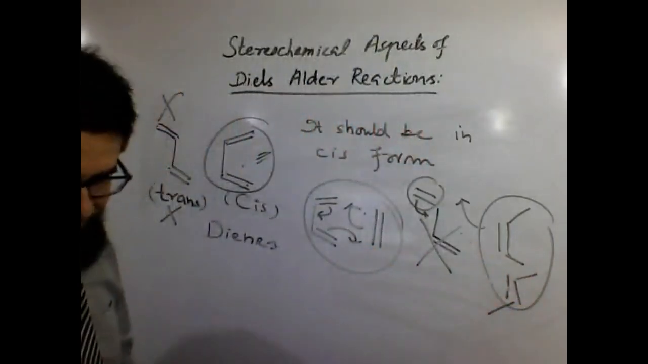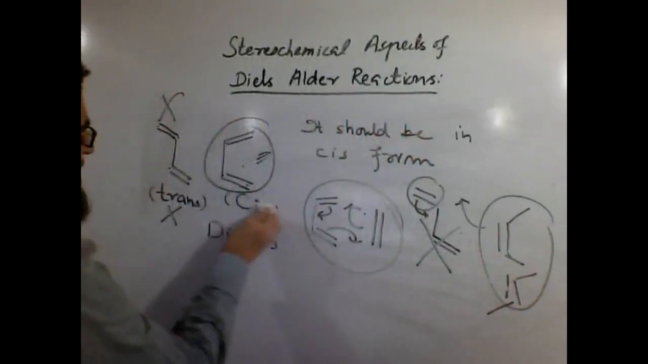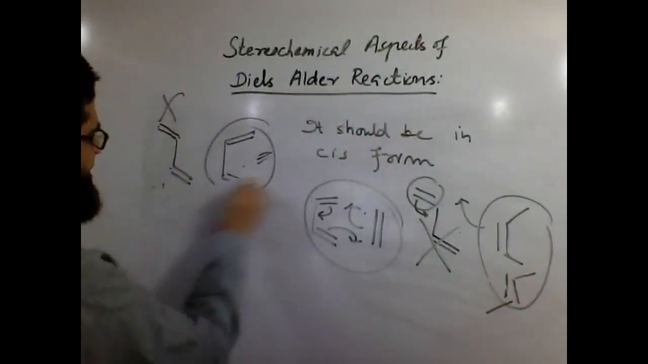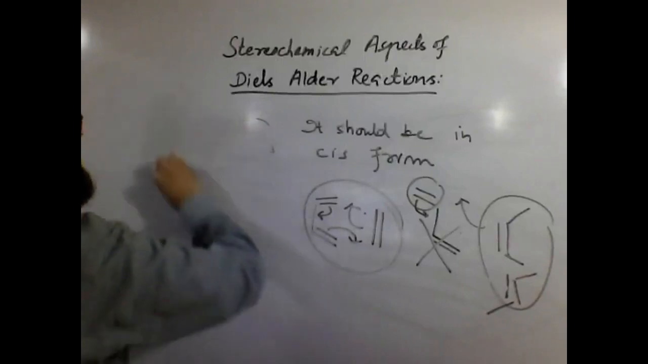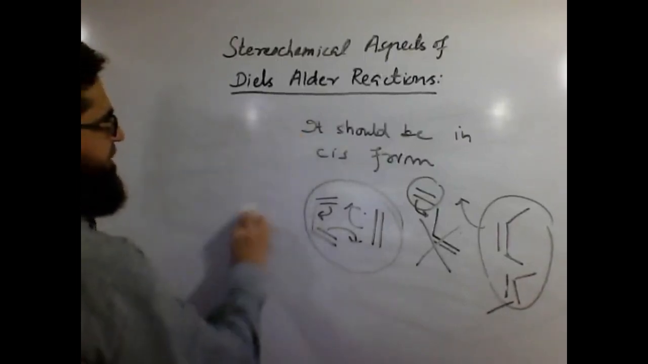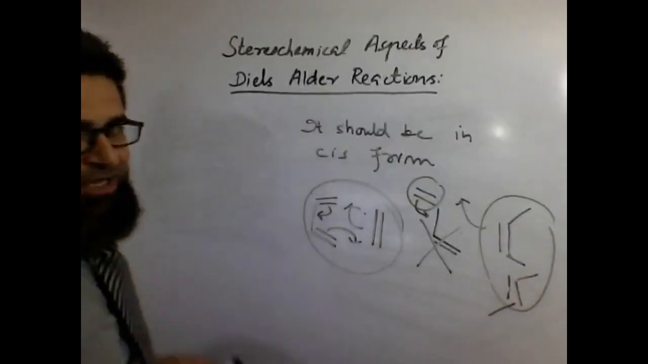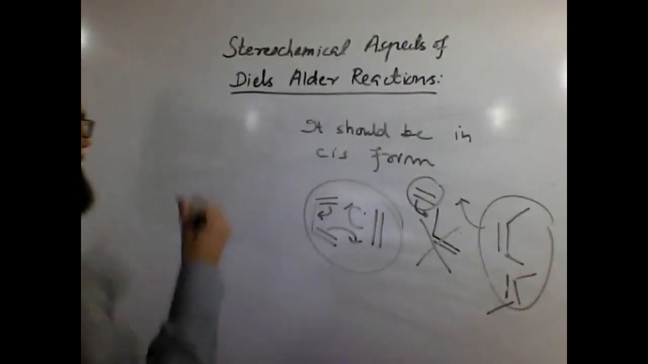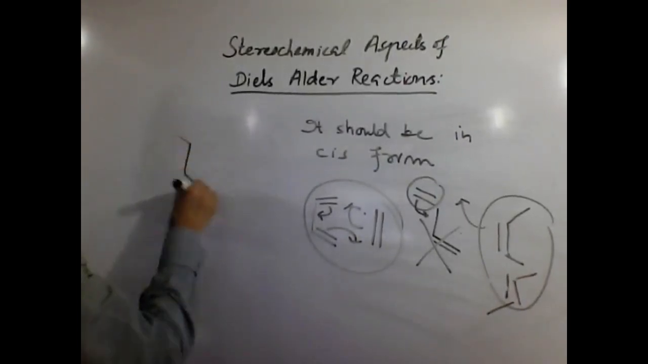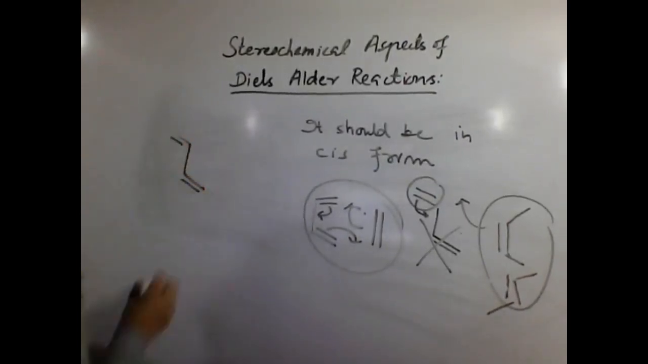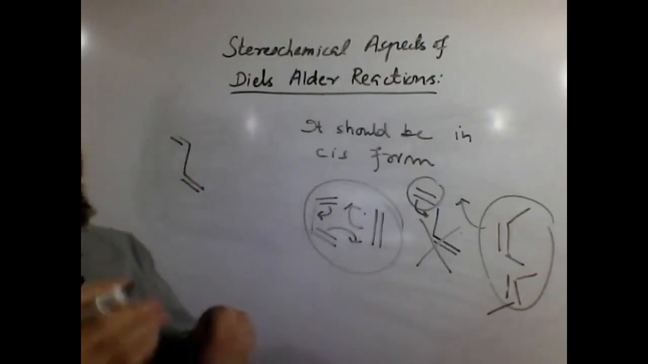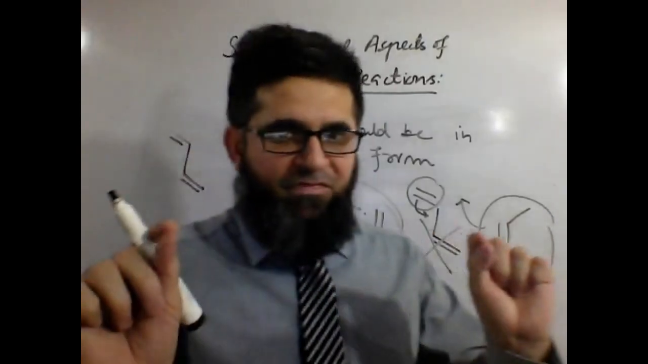Sometimes, if you have dienes which are in trans form, as per the reaction requirement, they cannot give us the products. Let's say you have this sort of diene. It cannot undergo the Diels-Alder reaction.